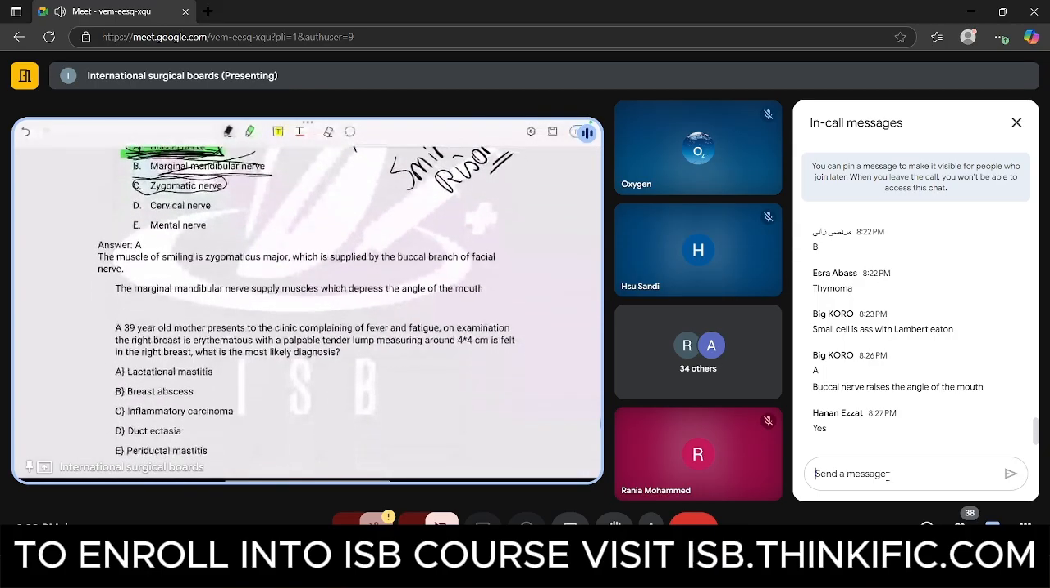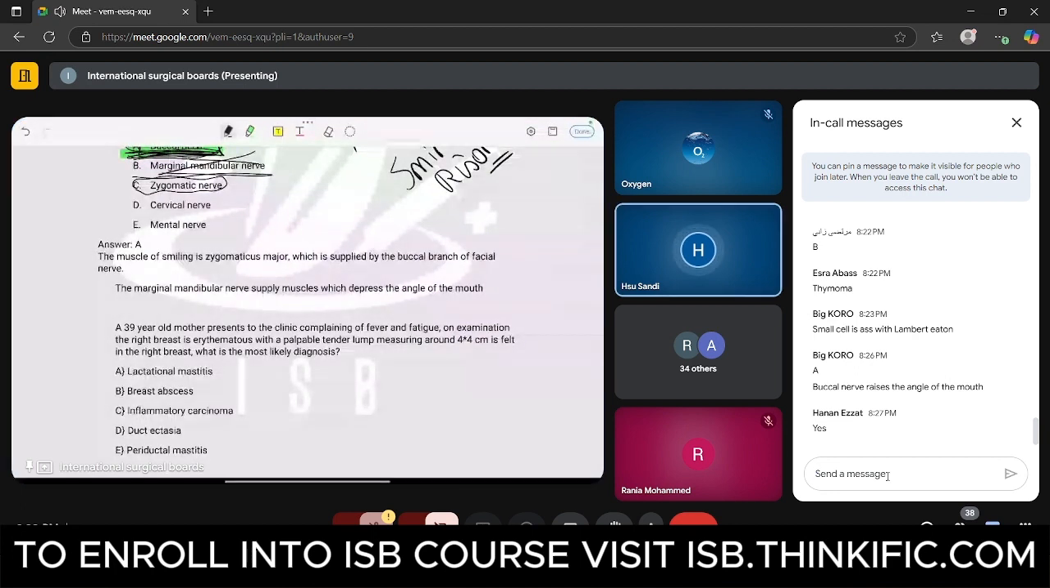Let's see the last question for this session. That's enough for today. Let's see this one. A 39-year-old mother presented to the clinic complaining of fever and fatigue. On examination, the right breast is erythematous with a palpable tender lump measuring around 4 by 4 centimeters. What is the most likely diagnosis? Lactational mastitis, breast abscess, inflammatory carcinoma, duct ectasia, periductal mastitis.